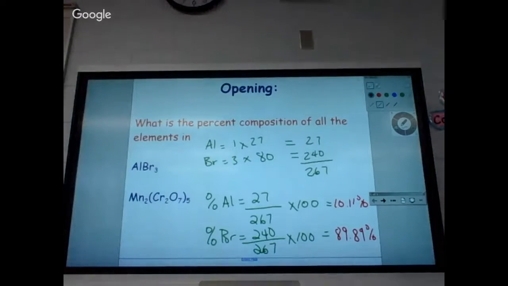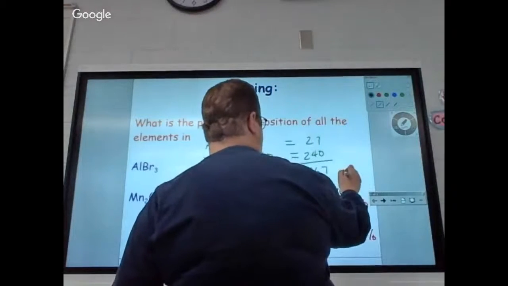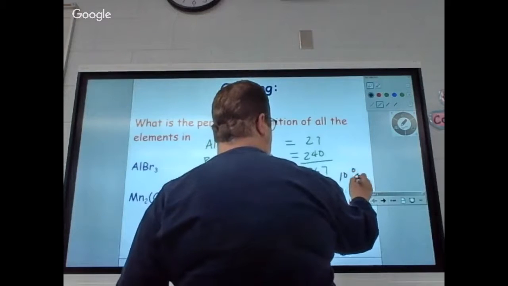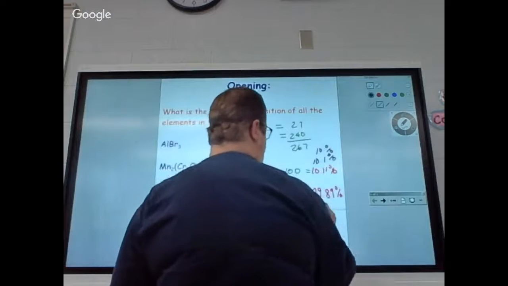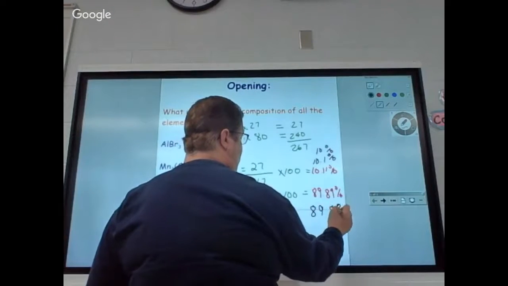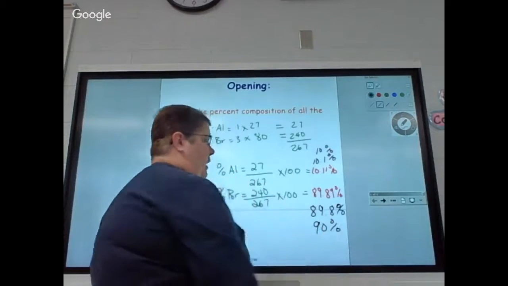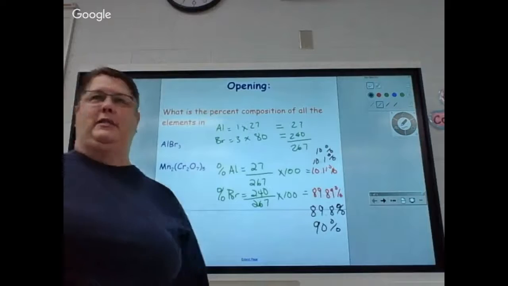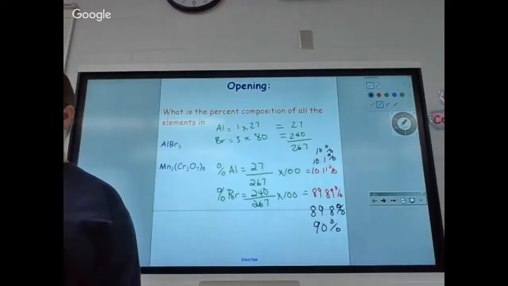You don't have to have that many significant digits. You could have rounded this to 10.1. You could have rounded it to 10. Any of those would be correct. You could have in this bottom one made it 89.8%. You could have even made it 90% for all I cared. Okay? Any of those would be fine because I didn't give you any significant digits in the question. Does that make sense? Okay.